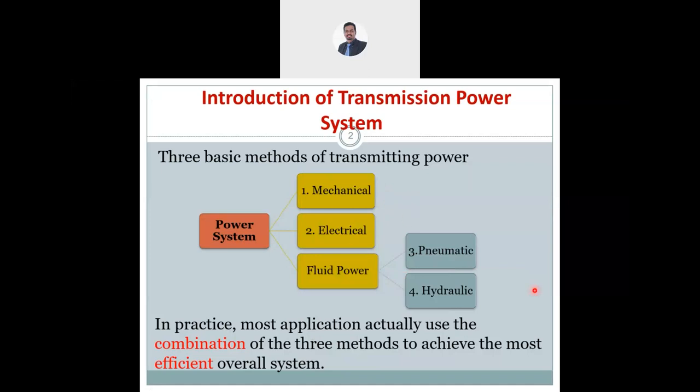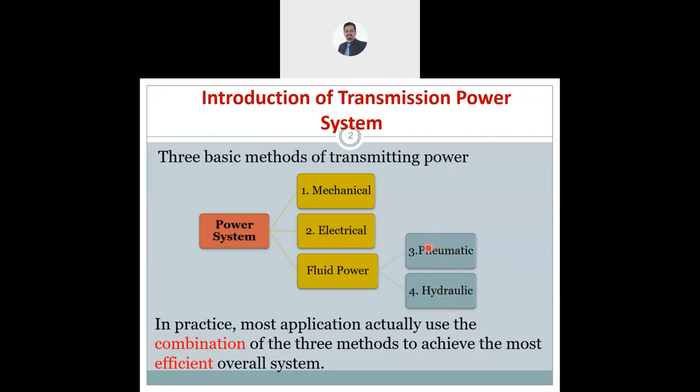Can you see the pointer moving? Yeah, we can, sir. Okay, so if you see 1, 2, 3. So pneumatic, you are using gas. Fluid is divided into two, gas or liquid. So pneumatic uses gas to power the system, and hydraulic uses liquid. That's the difference. The liquid does not necessarily have to be water. It can be oil. Normally for a hydraulic system we will use hydraulic oil.